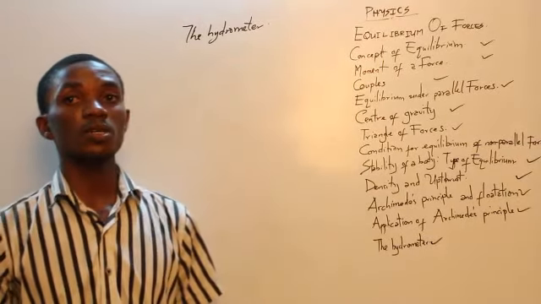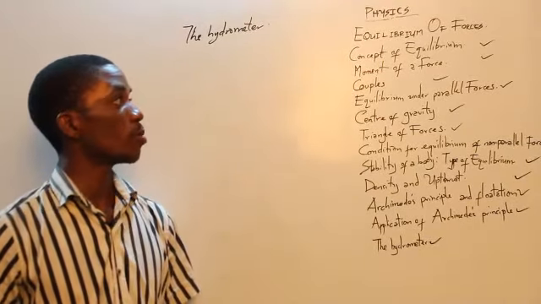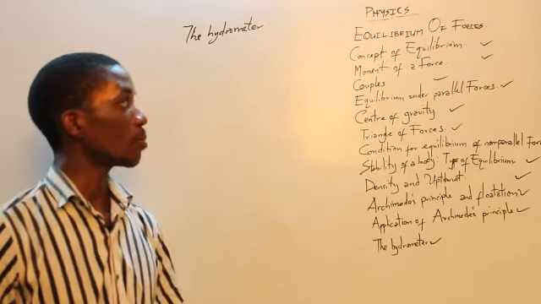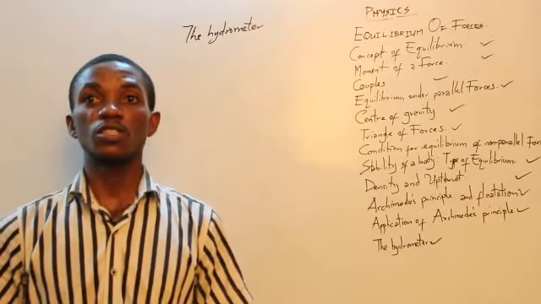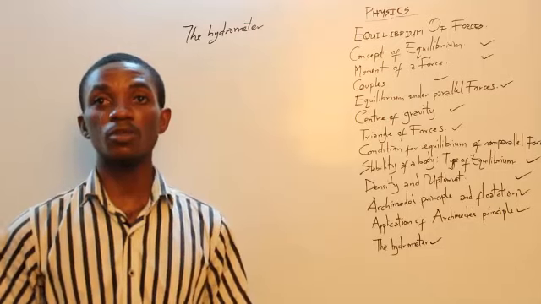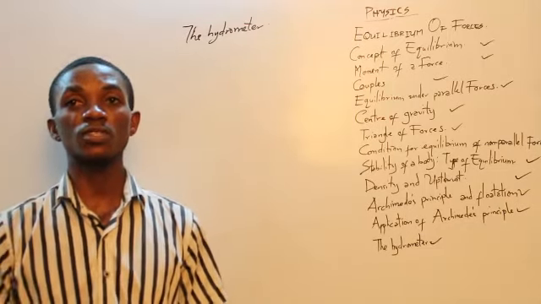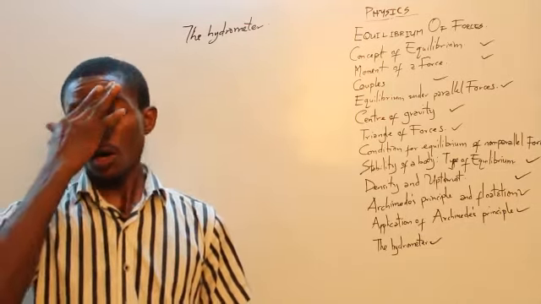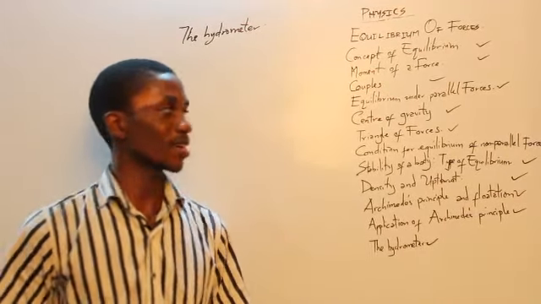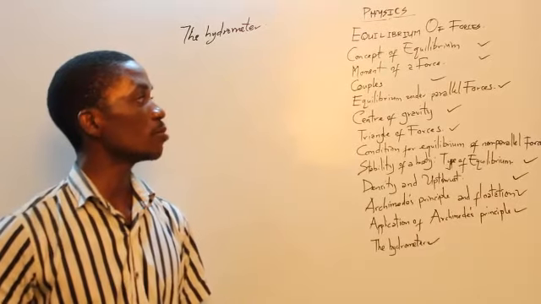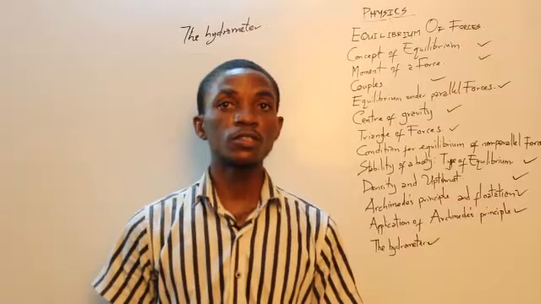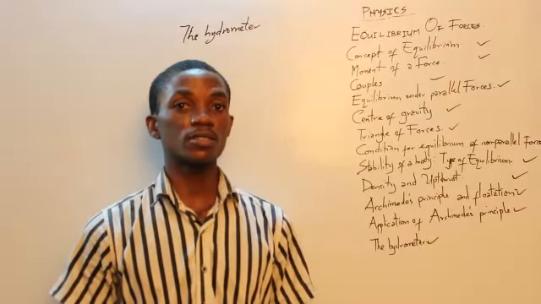In this topic, we spoke about equilibrium of forces. We looked at the concept of equilibrium, that is balance. We talked about moment of a force, which is force in motion. We talked about couples, when you are applying the same amount of force in opposite directions on two sides of a body, causing a turning effect. We also talked about equilibrium under parallel forces, where we spoke in more detail on moments about a point.